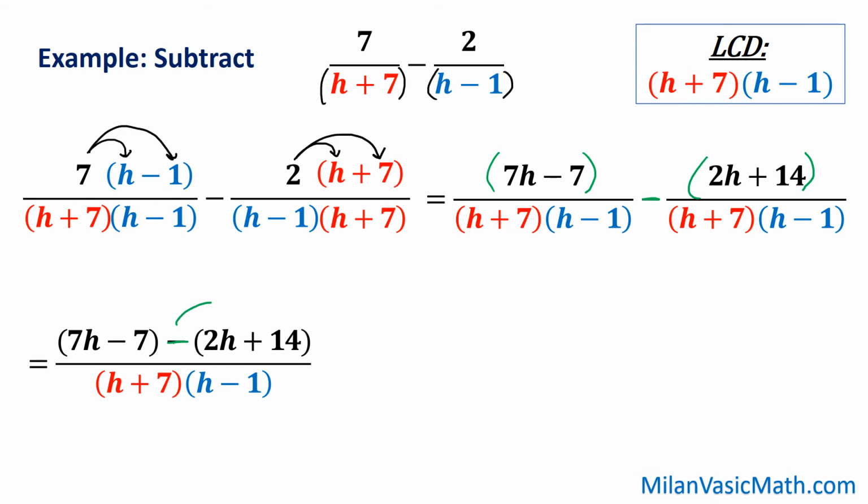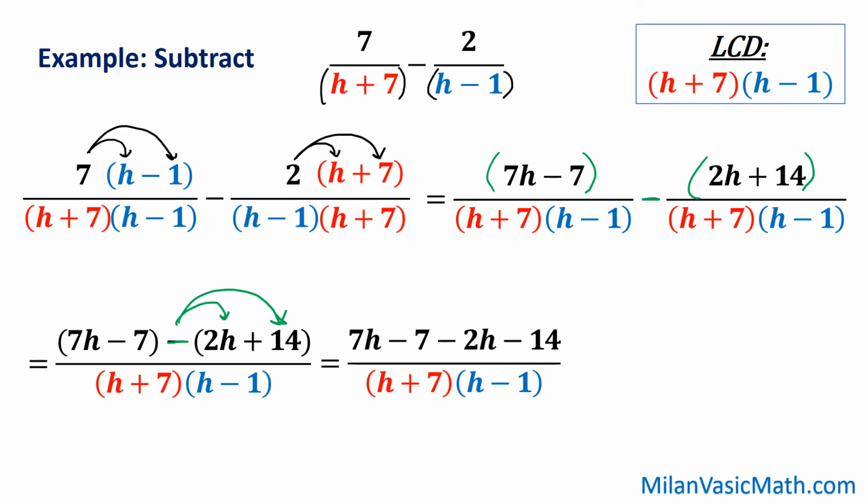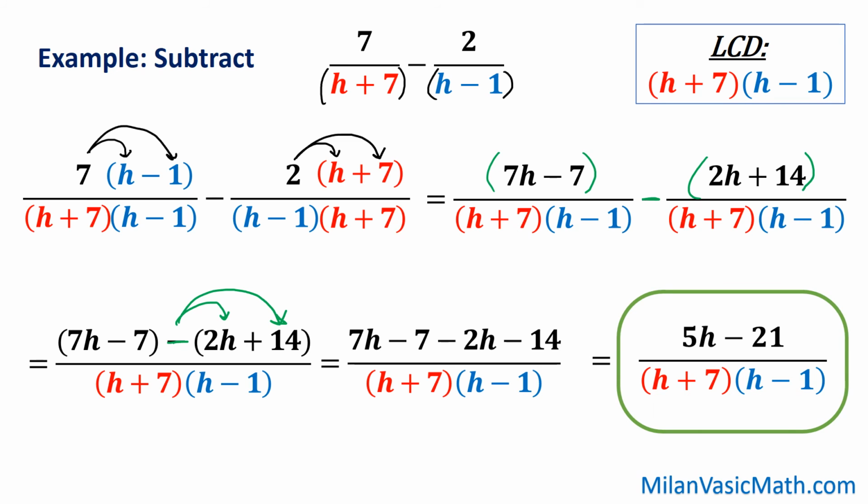So just like before, we distribute the negative and we get 7h minus 7 minus 2h minus 14. Combine like terms, we get 5h minus 21, all divided by h plus 7 times h minus 1. You could distribute there. It's not really necessary. I usually keep it as factors just in case I know what to look for later on when there are asymptotes and if something could be factored out. So we can just end it right there.